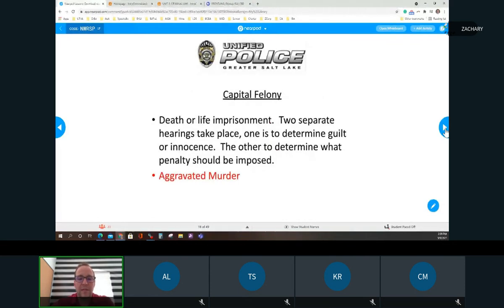So a capital felony, remember that's the one that does not have a statute of limitations, can fall under death or life imprisonment. Two separate hearings take place. One is to determine guilt or innocence. The other is to determine what penalty should be imposed. An example of this would be aggravated murder.